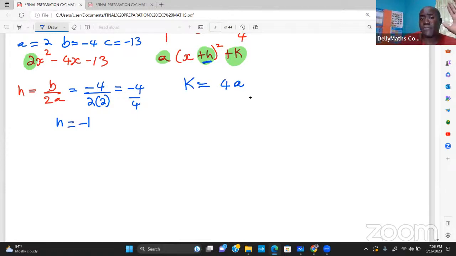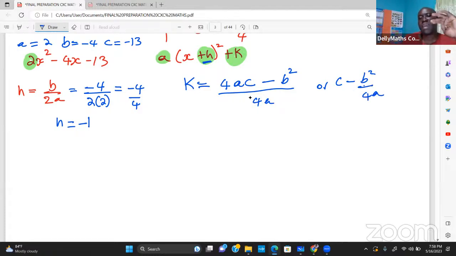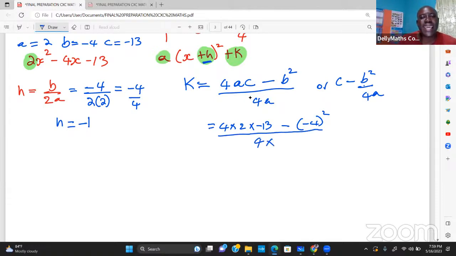That's what I'm suggesting. Now, k can be found by doing this. There are two formulas. You have 4ac minus b squared all over 4a. Some people might say you can use, if you want, c minus b squared over 4a. It's up to you. I like to use this one that looks more complicated, but it's not. So I'm just gonna go with the first one: 4 times a times c minus b squared, all over 4 times a.